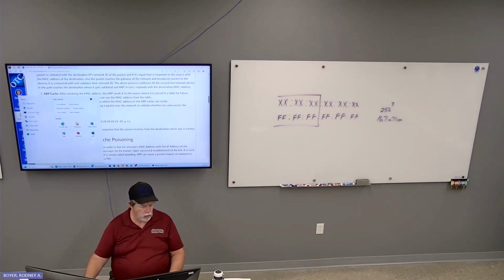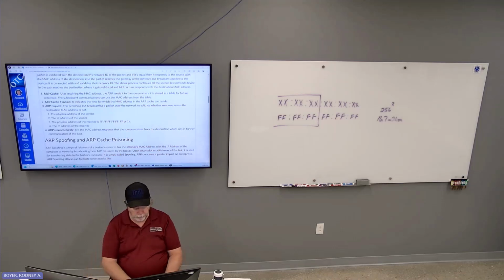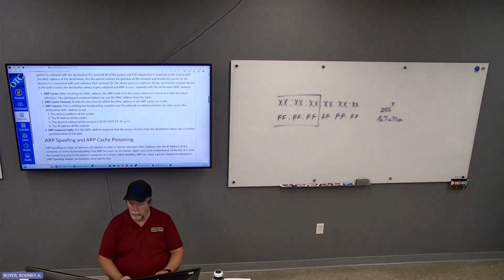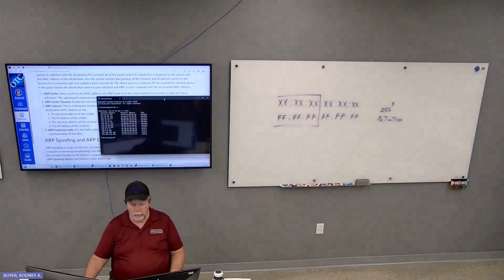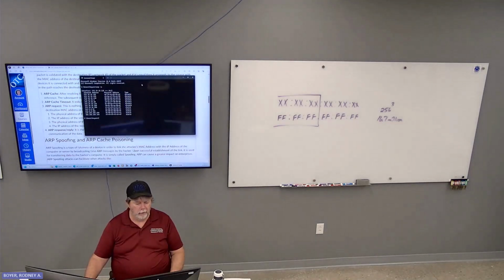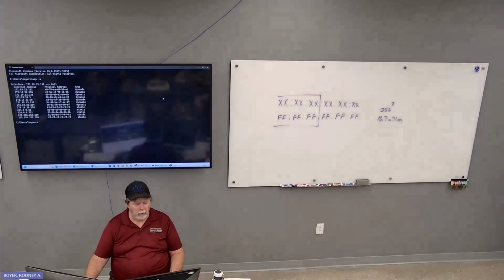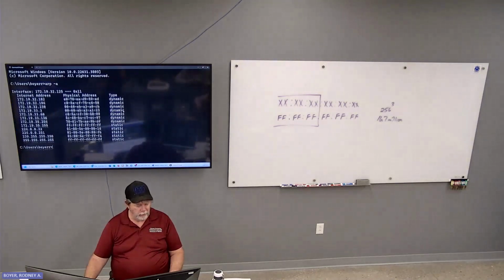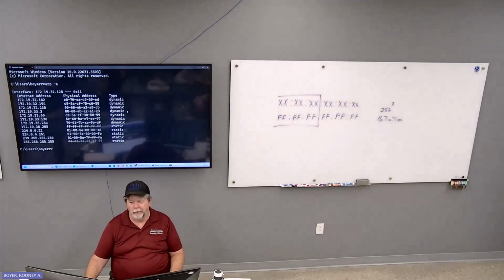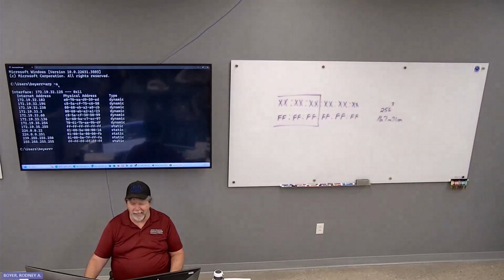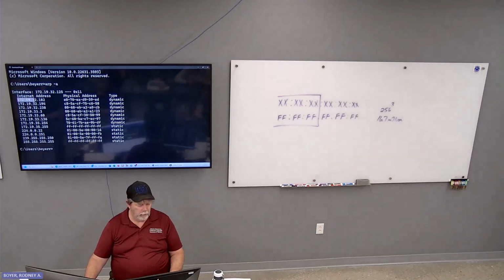So, I'm pretty sure I have command problems, not always. If it's Windows, then yeah. If you want to know what devices are in your local computer's ARP table, it's arp space minus a. ARP space minus a. So that shows you all the entries.